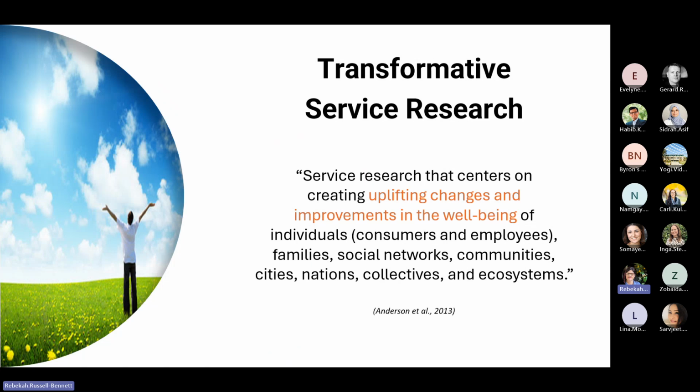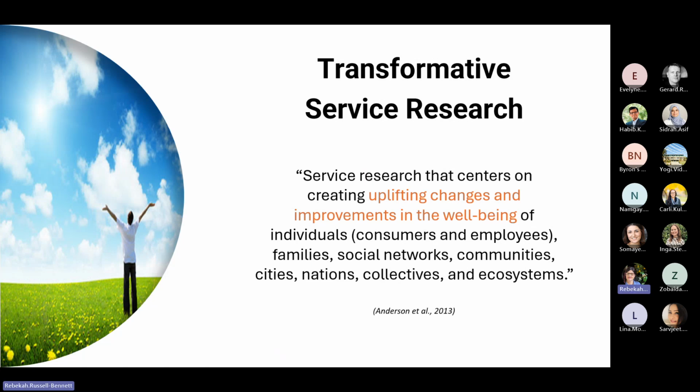So for many, many years, since service became a field in the early 1980s, the whole focus of service research was how we can manage services, how we can design services, how we can understand services, the building blocks of what a service research field is.